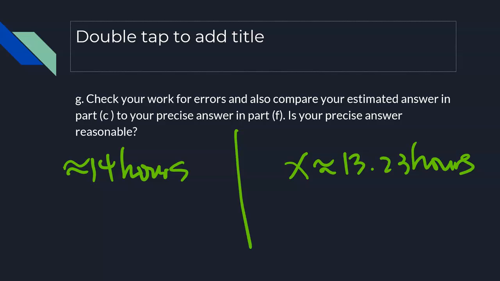Is your precise answer reasonable? Definitely yes, it should be less than 16, because it was 16, it was negative, and we wanted it to be between 12 and 16.